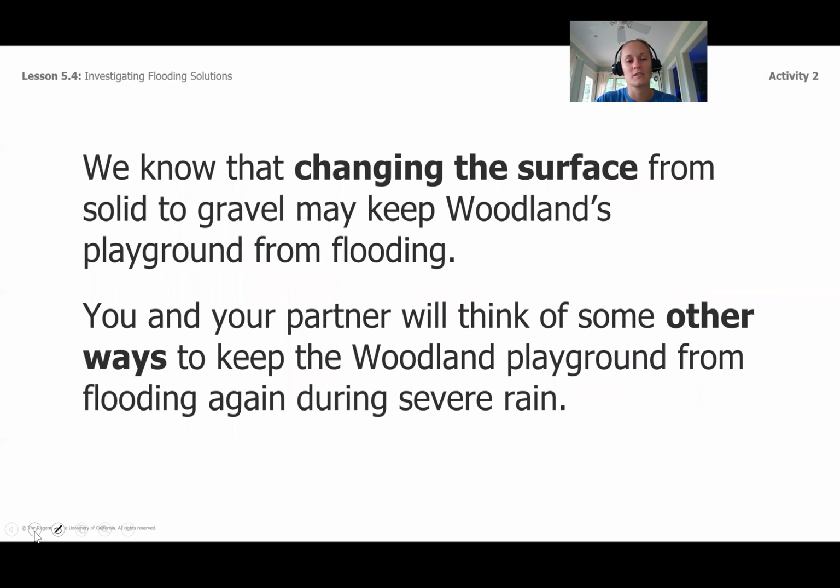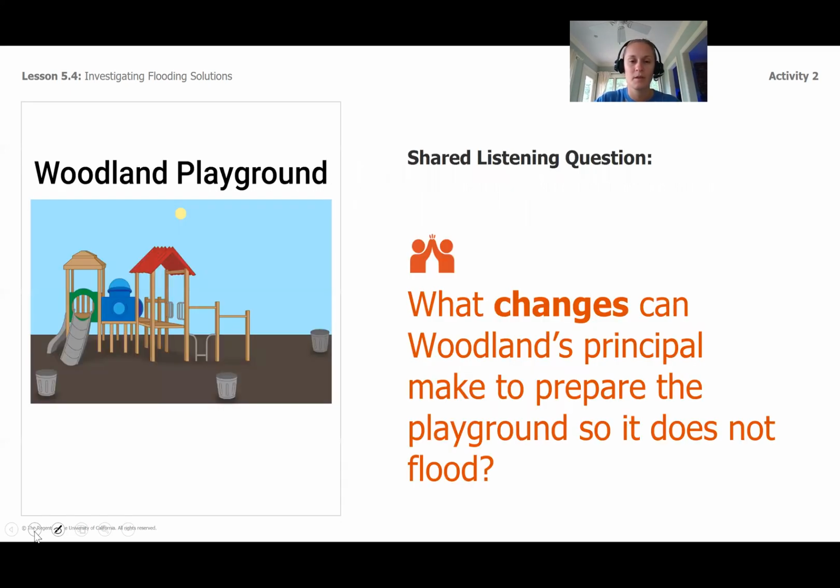We know that changing the surface from solid to gravel may keep Woodland's playground from flooding. You and your, well, no partners today, but you're going to think of some other ways to keep the Woodland playground from flooding again during severe rain. So, looking at this picture right here, what changes can the Woodland principal make to prepare the playground so it does not flood? Okay, we already said that they should probably change the surface to gravel, right? But maybe you can think of other things.